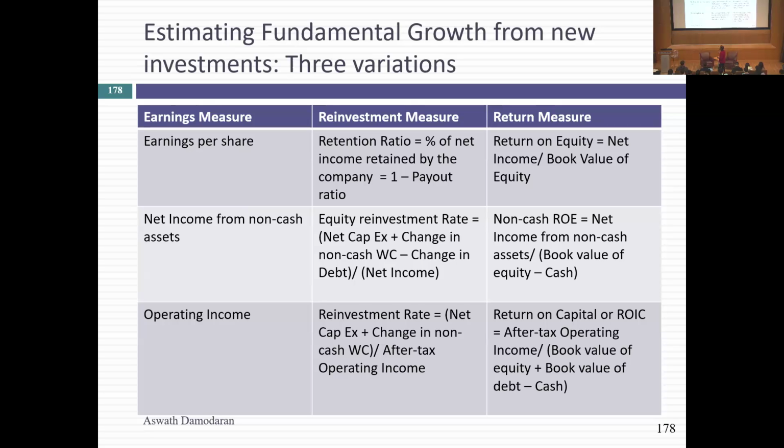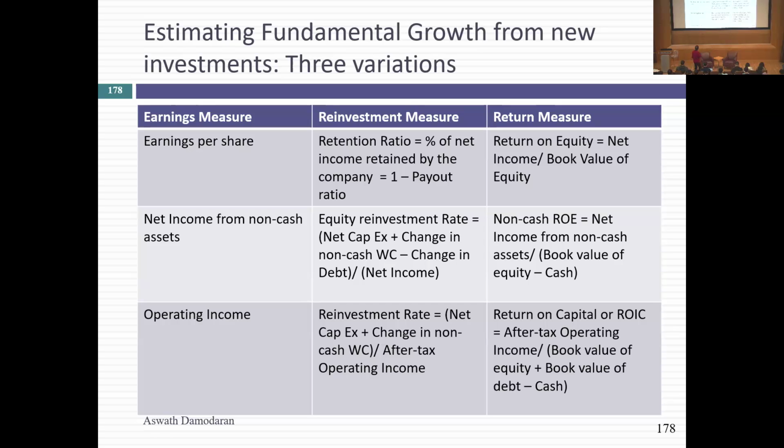If you're trying to forecast growth in earnings per share, I'm going to measure how much you reinvest with the retention ratio. What's a retention ratio? It's the inverse of a payout ratio. You know what a payout ratio is? Dividends divided by earnings is the payout ratio. If you have a payout ratio of 40%, your retention ratio is 60%. That measures how much you reinvest, and how well you reinvest, I measure with the return on equity. Why? Because earnings per share is an equity number. I'm looking at equity reinvestment, equity return.